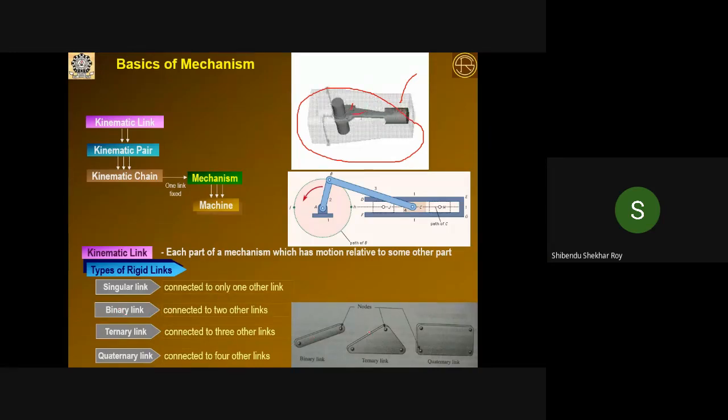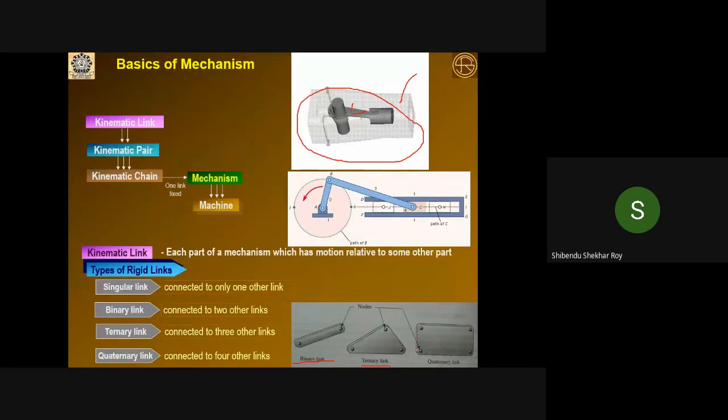So binary link, this is the example of binary link. Now binary link having the 2 node points. That means in this 2 node point, other link can connect. In case of a ternary link, 3 node point. This each node point you can connect another link. So that is why it is called the ternary link.